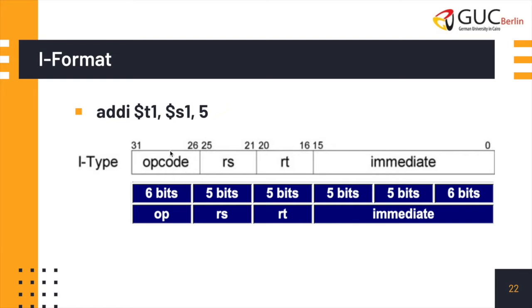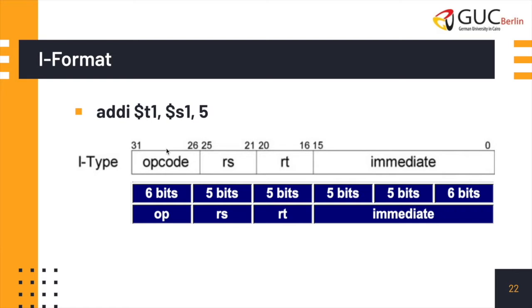We have the opcode, which is 6 bits. We have the RS, which is 5 bits. We have the RT, which is 5 bits. And finally, we have the immediate or the offset, which is 16 bits. So if I want to decode or convert this instruction from assembly into machine code or binaries, I need to map it to these fields.